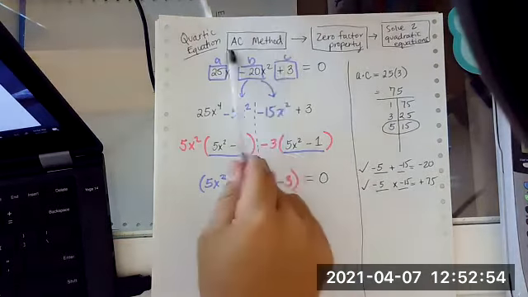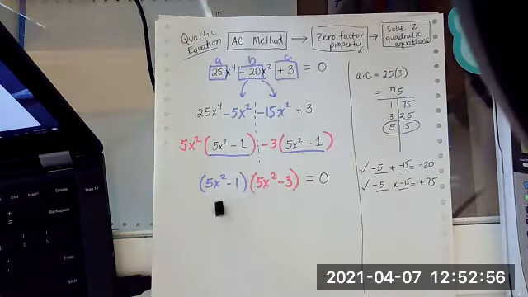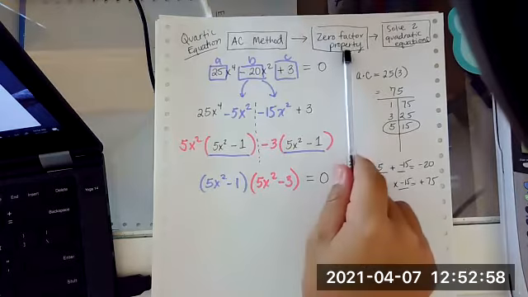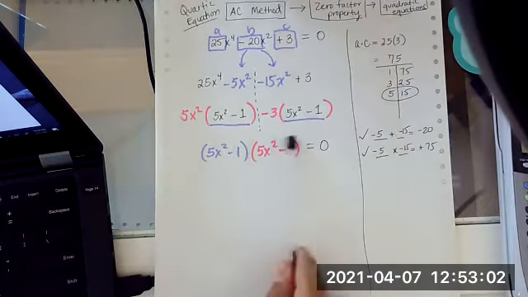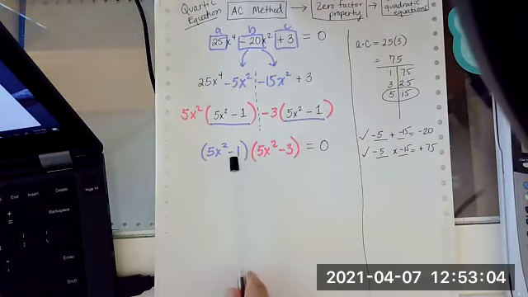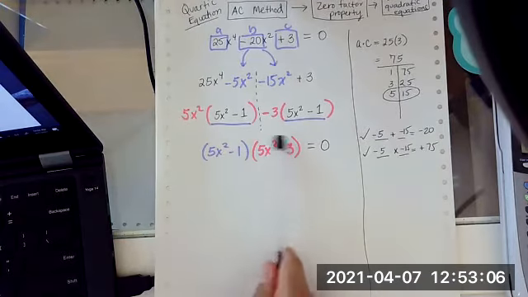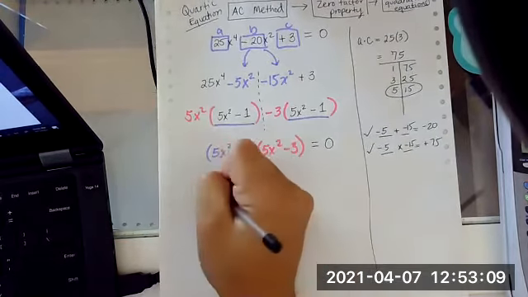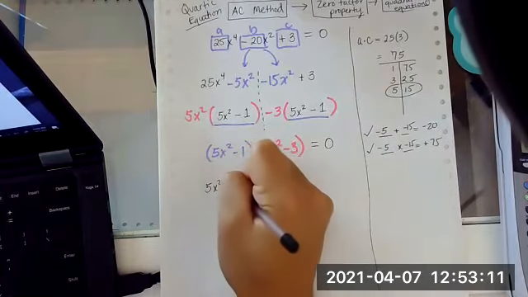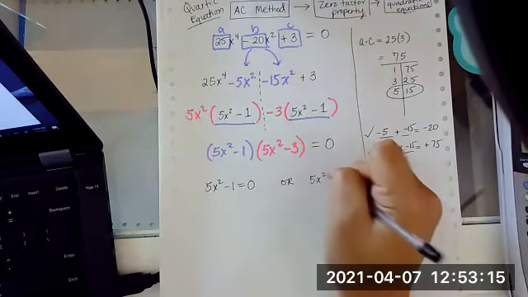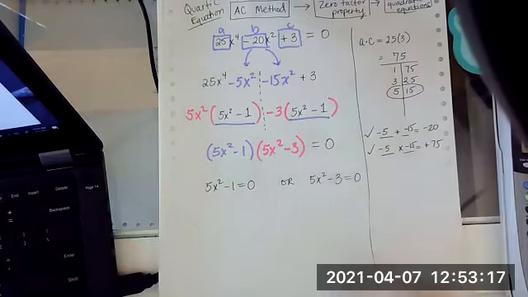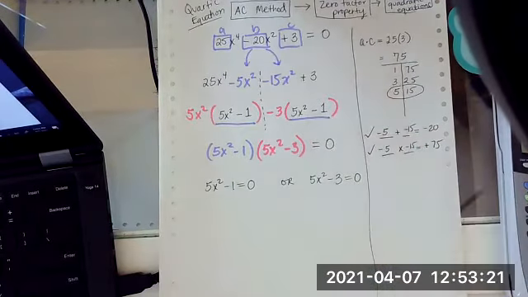So we've completed the AC method portion of this problem. The zero factor property is just the simple fact that we can now say something times something gives us 0. So either this is equal to 0 or this is equal to 0. So we have 5x squared minus 1 is equal to 0, or 5x squared minus 3 is equal to 0. And that's the zero factor property.